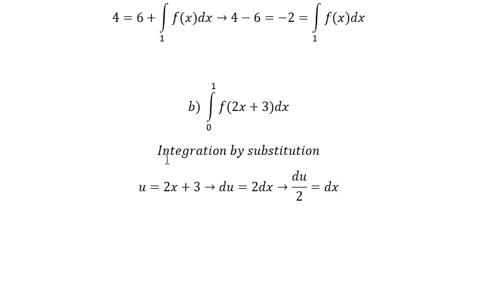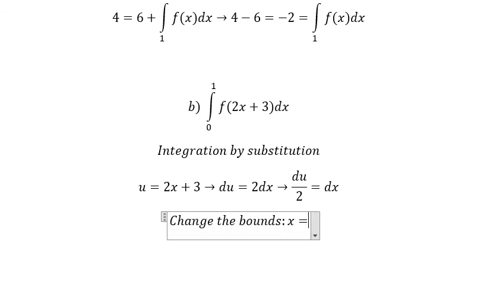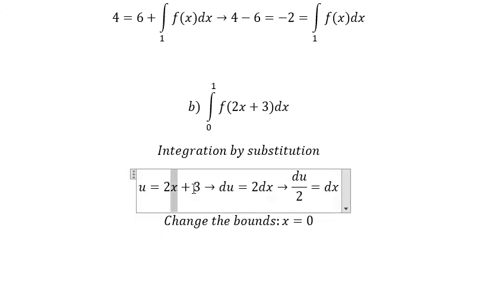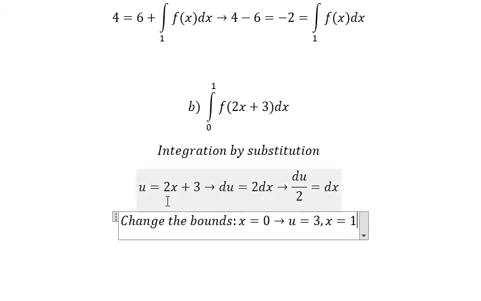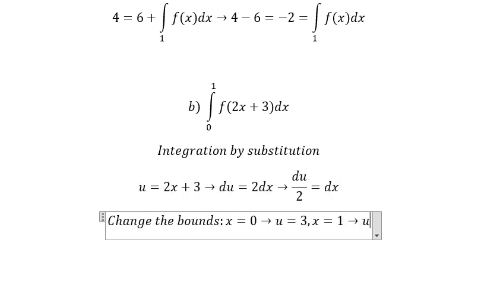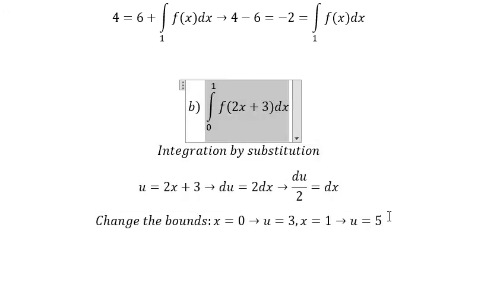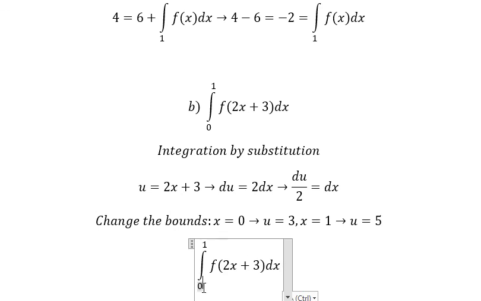Next, I need to change the bounds. When s equals 0, we put 0 in here, and you get u equals 3. When s equals 1, we put 1 in here, and then you get u equals 5. So 0 we change to 3, and 1 we change to 5.